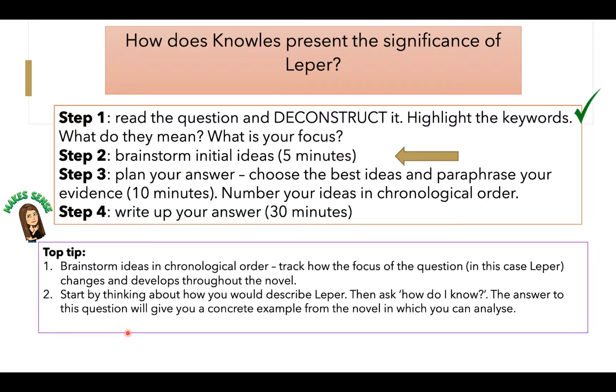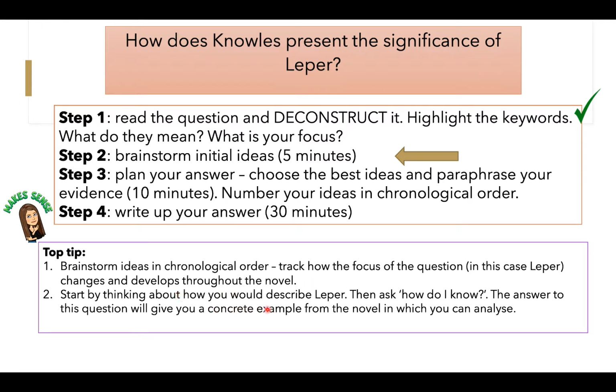So go to the beginning of the novel and just work through in your mind and think about all the times that Leper appears. Think about the significant times that he appears. What's he doing? What does it represent? So you're tracking how the focus of the question, in this case Leper, changes and develops throughout the novel.